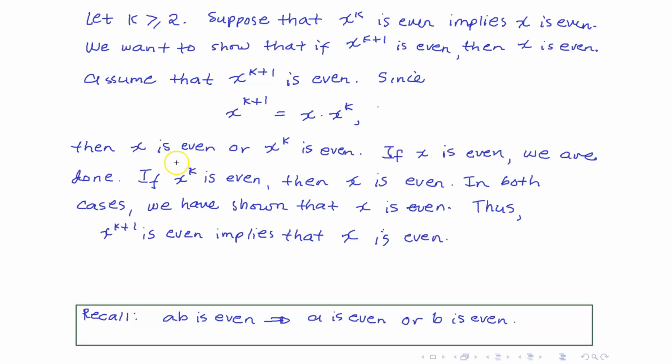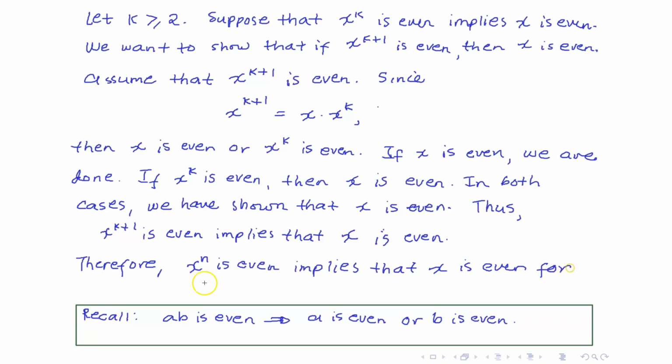Notice what I did here. Look at this one. X is even or x to the k is even. This is actually breaking it into two cases. Case 1, if x is even, and then case 2, x to the k is even. In both cases, we have shown that x is even. Just to conclude our proof, therefore, x to the n is even implies that x is even for all integers n greater than or equal to 2.